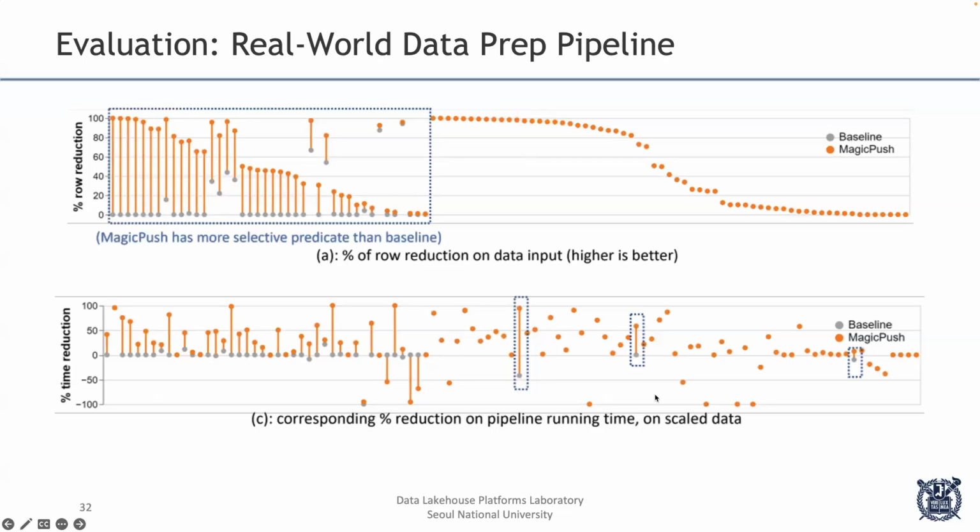So this figure, the next one, shows the end-to-end performance gain on both the original and the scaled data. On the 42 pipelines where magic push can reduce more data, it achieves better performance gain on 38 pipelines out of 42. So there are ones where the baseline performs better. So I'm going to explain it, which are these three pipelines.